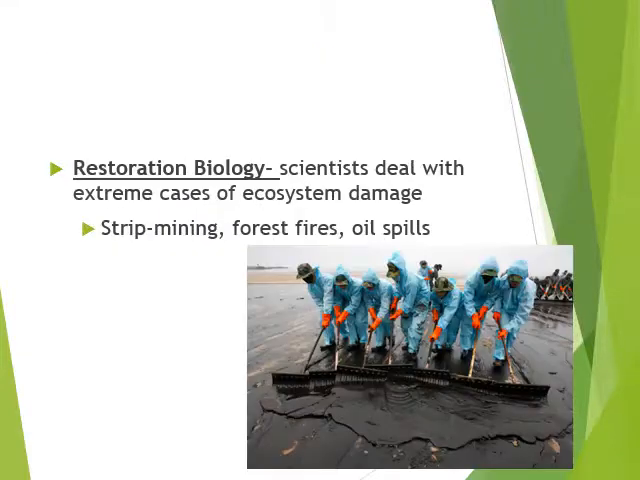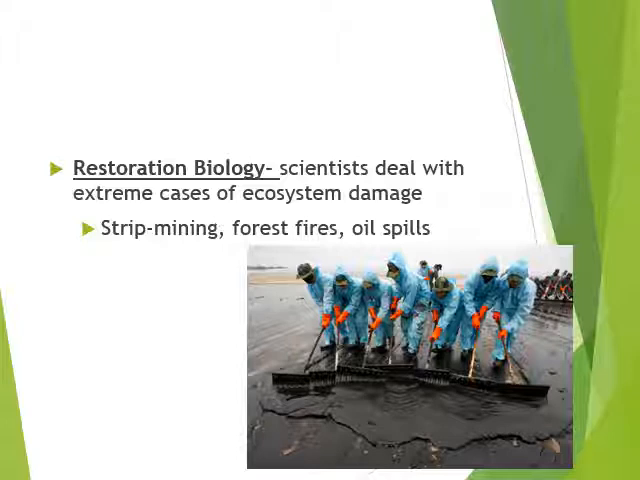There's also something called restoration biology. This is where scientists deal with extreme cases of ecosystem damage. For example, if strip mining takes place and they completely strip a forest area to get the things underneath the ground, that can damage that area, and then we have to try to restore it to its natural state. Forest fires are another big one. Once a forest fire breaks out, it takes a really long time for that area to repair itself. Australia, with those big fires earlier in the year, is an example of an area where restoration biology is likely going to have to take place in order to get those areas back to where they were.